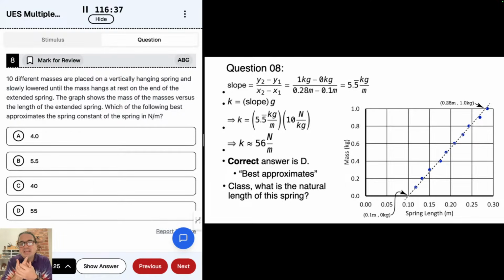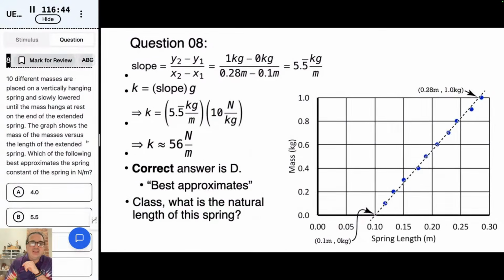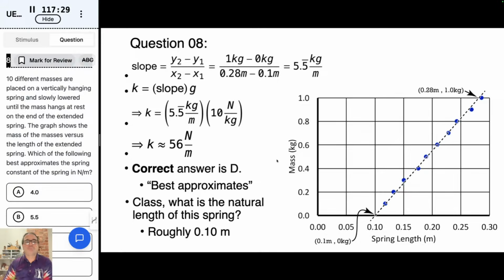Class, what is the natural length of this spring? You should be able to look at the graph and tell me what the natural length of this spring is, class. Correct. It is 0.1 meters. The natural length of a spring is the length of the spring with 0 force acting on it, or 0 mass hanging from it. So from here, you can see that the natural length of the spring is this 0.1 meters. Beautiful. I think that's all I have to say.